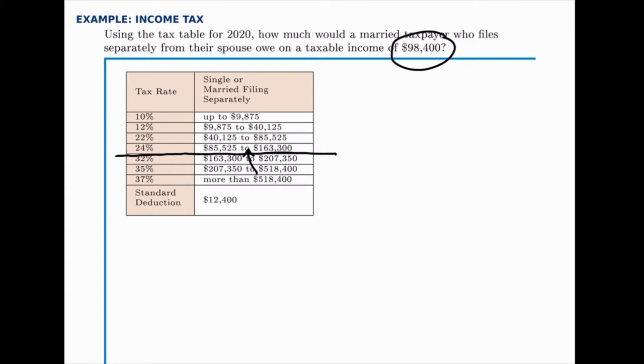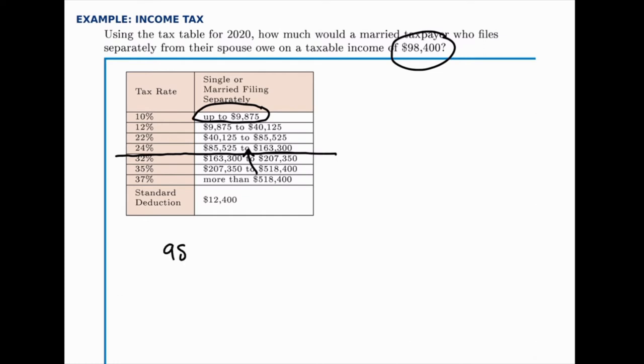Remember, the idea of a progressive income tax is that your money gets divided into pieces, and then each piece gets taxed at a different tax rate. So no matter how much money you make, the first $9,875 you make in this category will be taxed at 10%. So 10% of that amount will be set aside for taxes. And then the next bucket from $9,875 up to $40,125 will be taxed at 12% and so on. So we need to first divide this taxable income into segments.